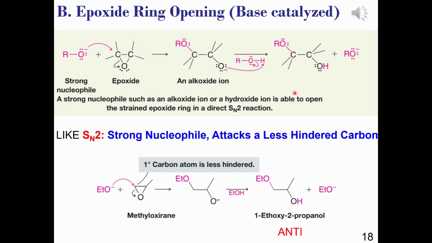So again, what happens if there is an unsymmetrical epoxide? The less hindered side of the epoxide is attacked by the strong nucleophile in this case. So this is the reaction of epoxide with methyl oxirane. The primary carbon is attacked because it's less hindered, and this should sound reminiscent of SN2 reactions. The exact same reaction scheme occurs here as shown in the mechanism above. The alkoxide is formed, a proton transfer occurs, and this regenerates the alkoxide anion. This reaction also proceeds with anti stereochemistry. This concludes Part B.